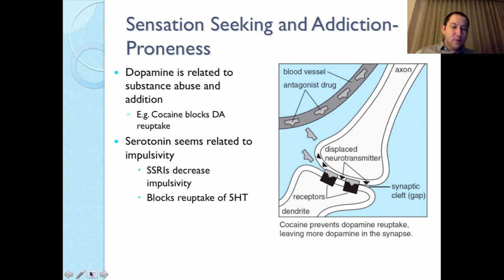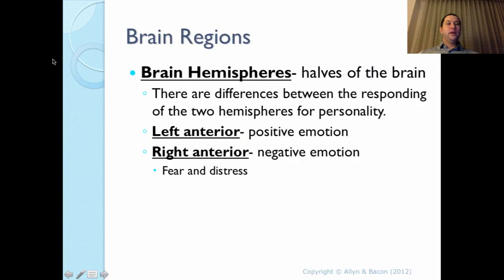Why is this not moving? Brain regions. In terms of the brain regions, you could divide the brain into lobes and hemispheres. For this class, I'm only going to divide the brain into hemispheres. So if we go right down the midline of the brain, we would have the left hemisphere and the right hemisphere. And everyone has a dominant hemisphere and a non-dominant hemisphere.